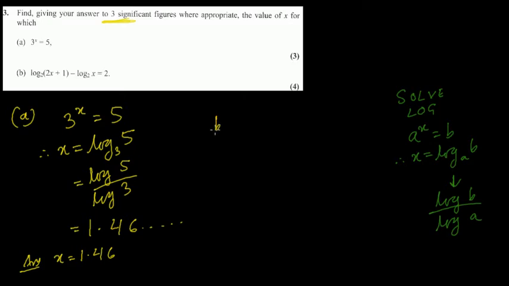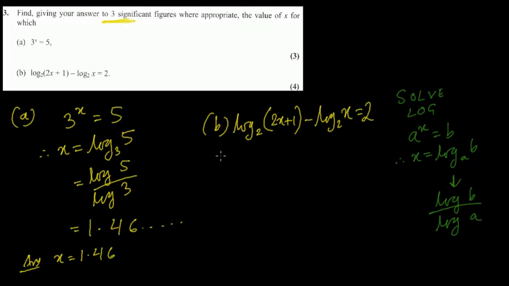Now let's do part B. In the exam paper, it's always a good idea to do it below the sum. Don't do it side by side, they don't recommend it, but I'm doing it because of space. So let's do it here. Log base 2 of (2x plus 1) minus log base 2 of x equals 2.